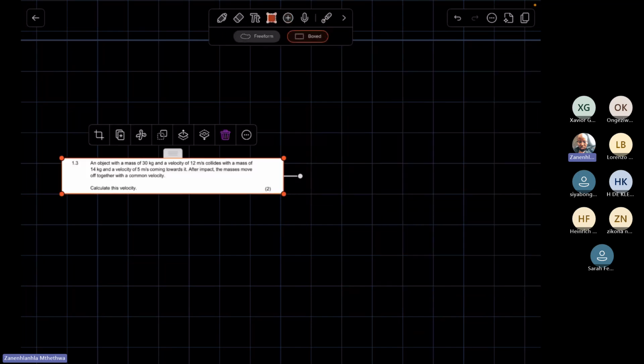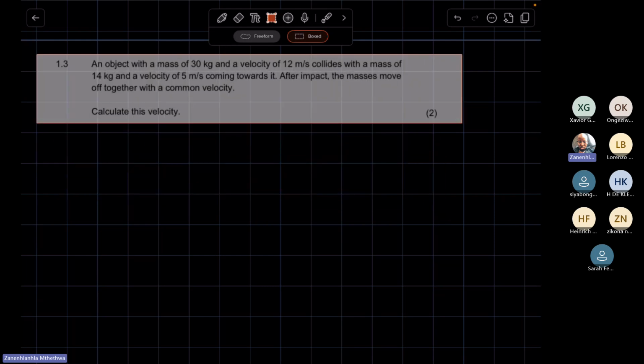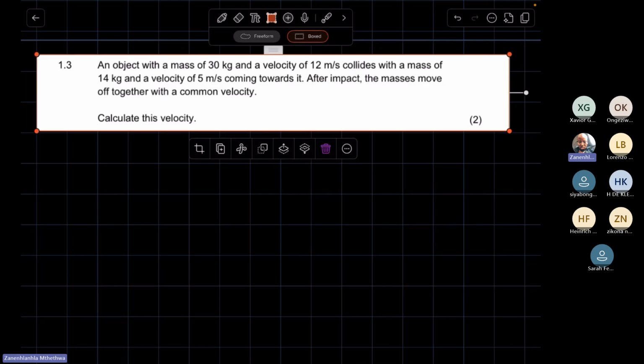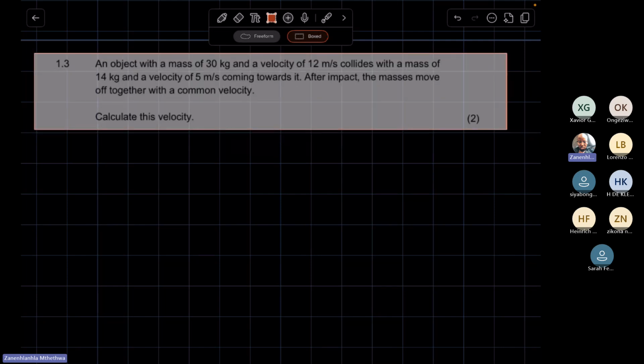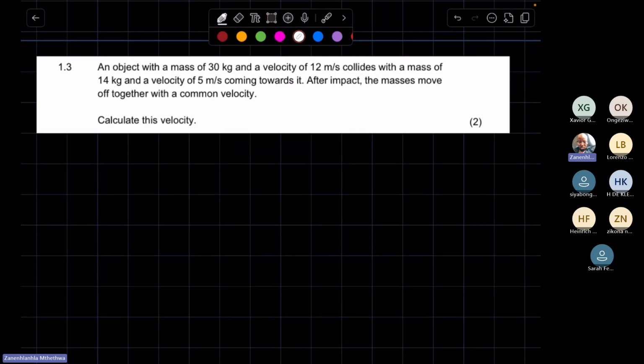Let us look at this one. This question is on conservation of momentum. I saw one of you asked if we could do a question on conservation of momentum. This is another easy one. Perhaps that's why it doesn't carry a lot of marks in assessments. It's pretty straightforward.